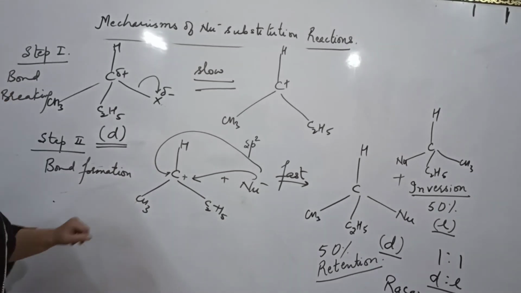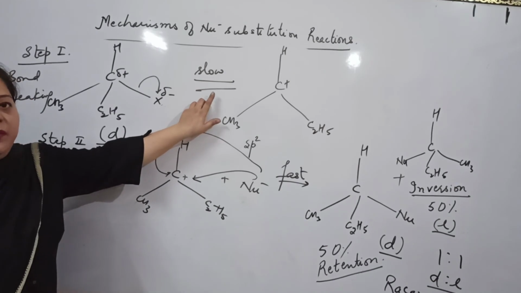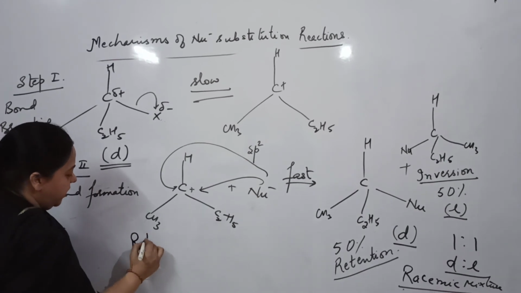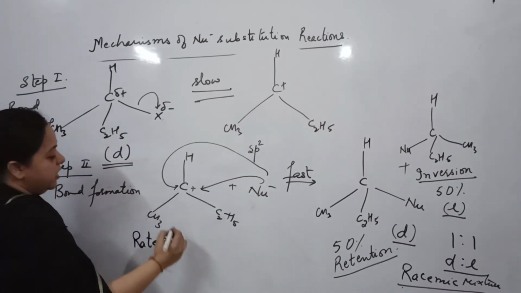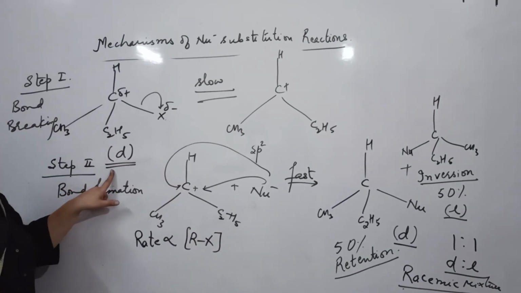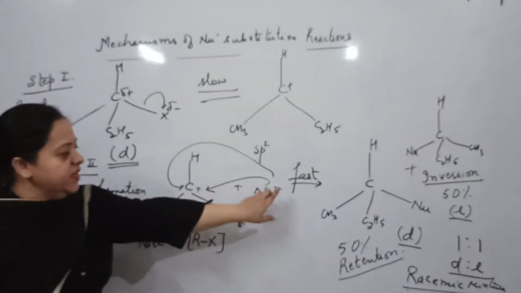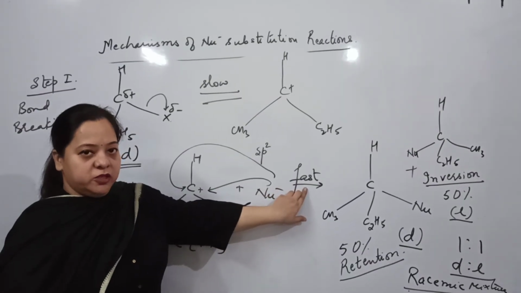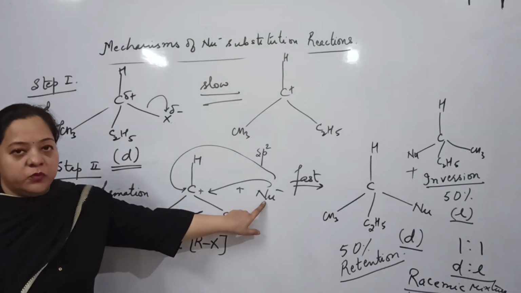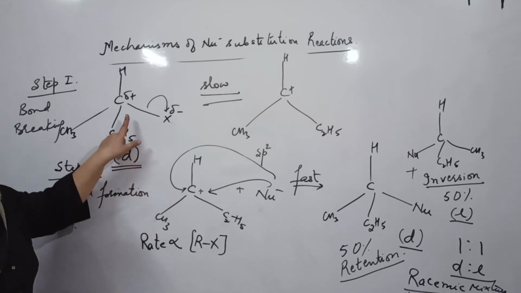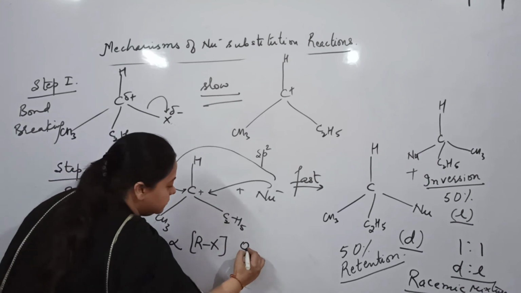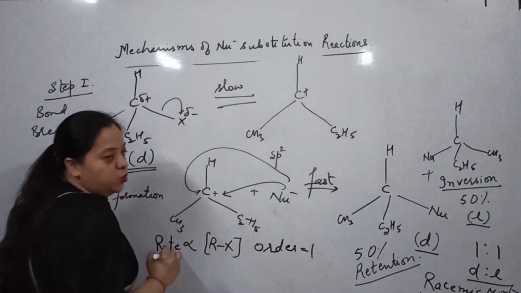And in this case, as this is the slow rate determining step, the rate of a reaction depends only upon the concentration of alkyl halide. Nucleophile appears in the second step. Second step is a fast step which does not affect the rate of the reaction. So rate of reaction does not depend upon the concentration of nucleophile. Rate of reaction depends only on the concentration of alkyl halide. And so the order of this reaction is 1.